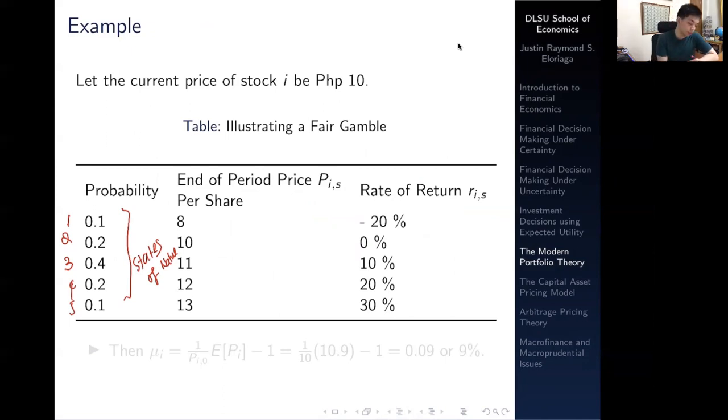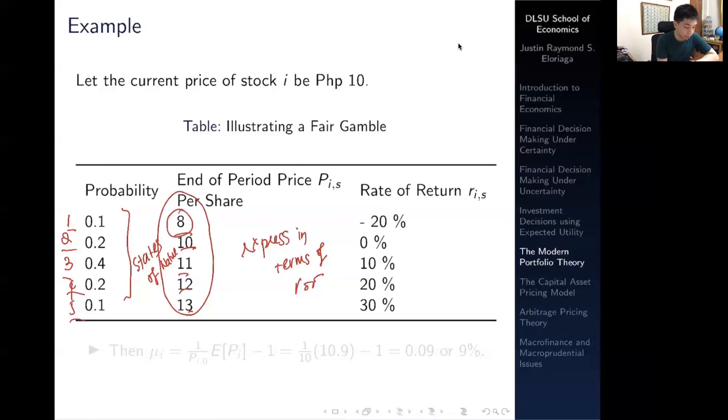And each state of nature has an associated end of period price. So if I'm in state of nature 1, then my end of period price is 8. If I'm in state of nature 2, then my end of period price is 10. If I'm in state of nature 3, that's 11, 4, that's 12, 5, that's 13. And what we do is we use these end of period prices and we express them in terms of rate of return. And that's what we have here.